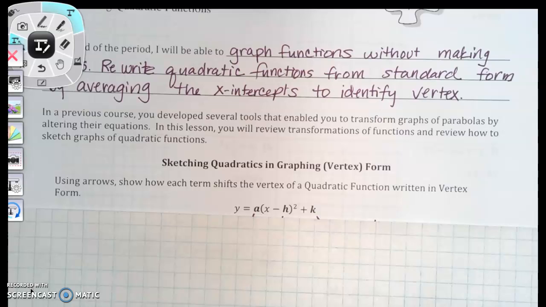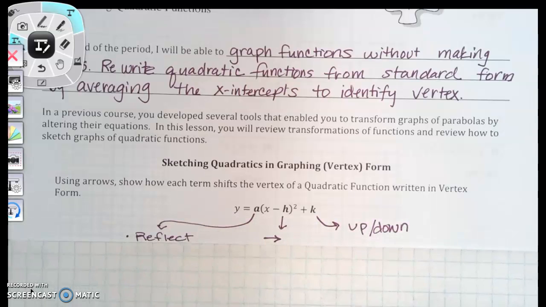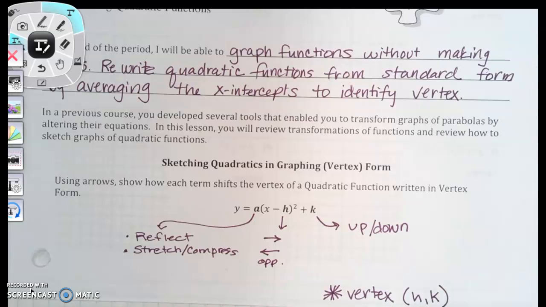Okay? So using arrows, we're going to show how each term shifts the vertex of a quadratic function written in vertex form. The general form of the vertex equation is y equals a times x minus h squared plus k. Each of these has a special job, okay?